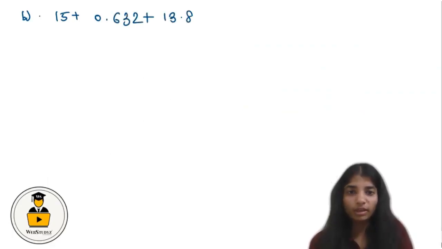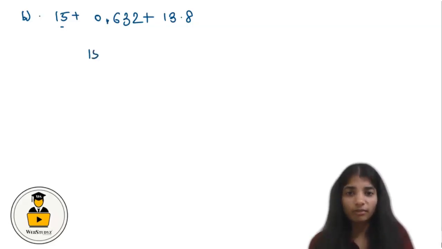Part B is 15 plus 0.632 plus 13.8. We are going to add these values. Keep one thing in mind. In order to simplify the calculation, we always start adding from the largest term. Whenever we have to add terms which are in decimal, the one thing we must keep in mind is that the decimal will always be in the same position.